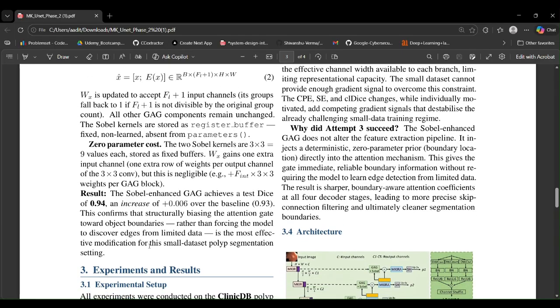So after that, using just the Sobel signal, we achieved an accuracy of 0.94, an increase of 0.006 over the baseline, or 0.6% over the baseline. This confirms that structurally biasing the attention gates toward object boundaries will help us get more accuracy, even at the cost of fewer parameters.